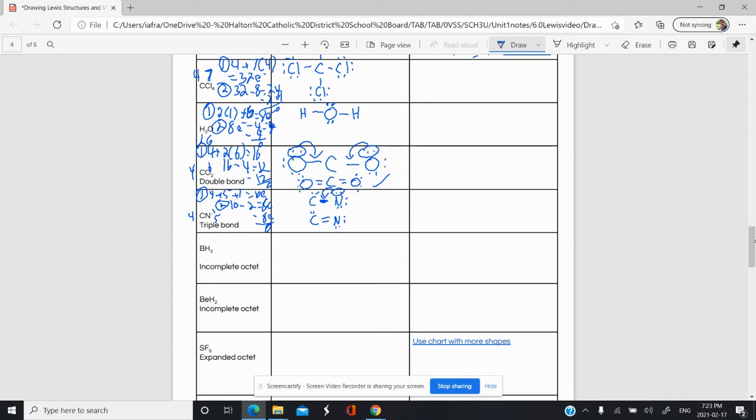Nitrogen has 1, 2, 3, 4, 5, 6, 7, 8. Nitrogen's still happy. It's trying to help carbon out because it was able to switch some of its lone pairs into multiple bonds. But carbon's still not happy. It needs a bit more help. So what we can do is, if you put the lone pair from carbon in, you'll notice that won't make carbon happy because carbon will still have 6. So it's still saying, nitrogen, can you help me out a bit more?